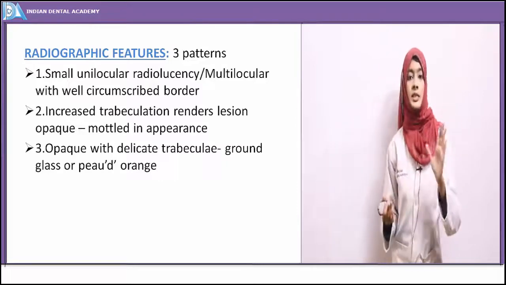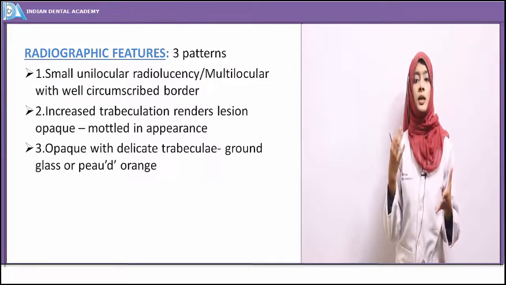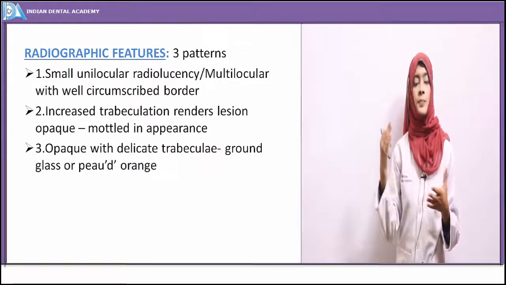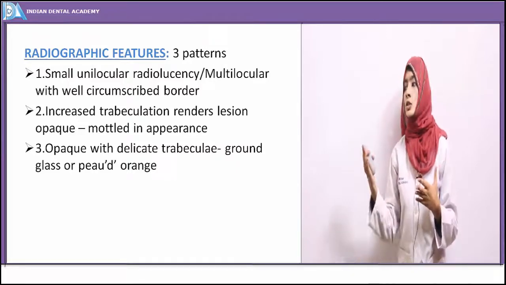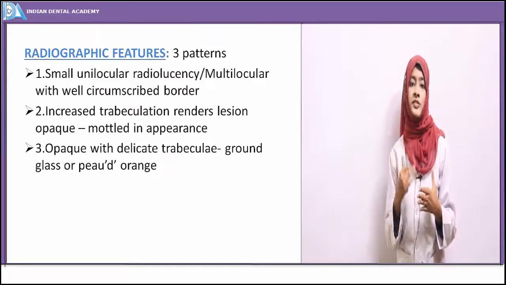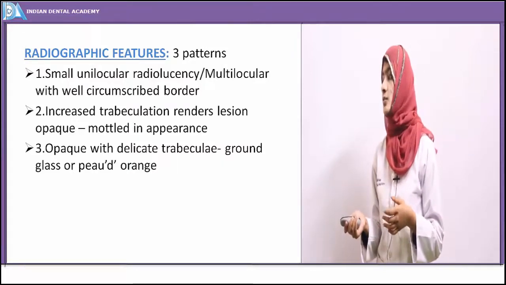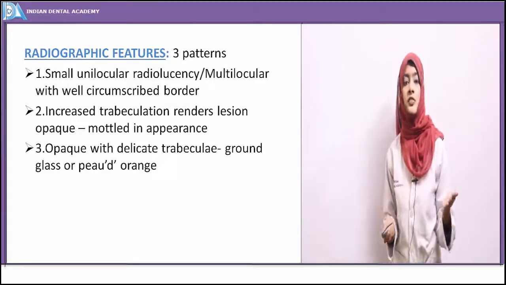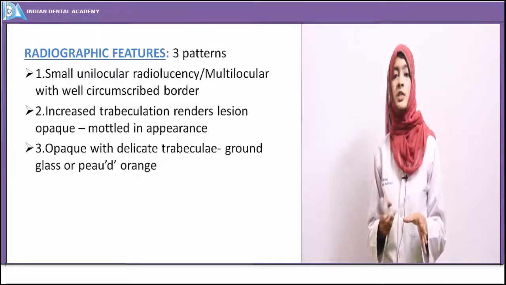Opaqueness starts, and as the lesion becomes more and more radiopaque, it gives an appearance of ground glass or a peau d'orange appearance. That is characteristic of fibrous dysplasia, the ground glass appearance, because the whole of the lesion, the bone tissue, is replaced by fibrous tissue.